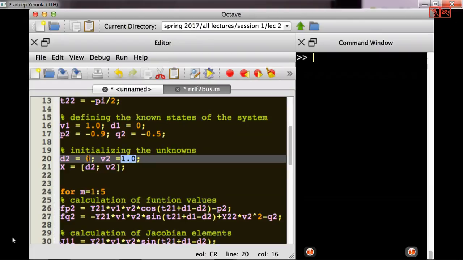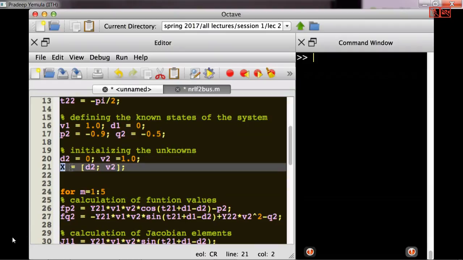Similarly, the delta 2 will become negative because delta 1 angle is 0 and the power is reaching bus 2. So power goes from higher delta to lower delta. Therefore, if delta 1 is 0, then delta 2 should be negative and some value. So we will see how much value it is after solving it.